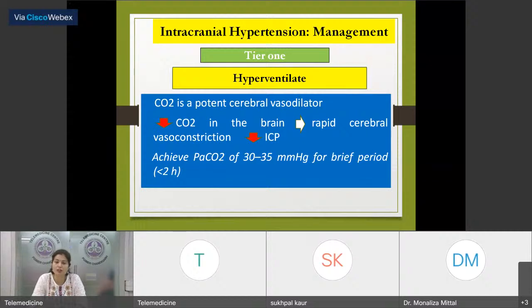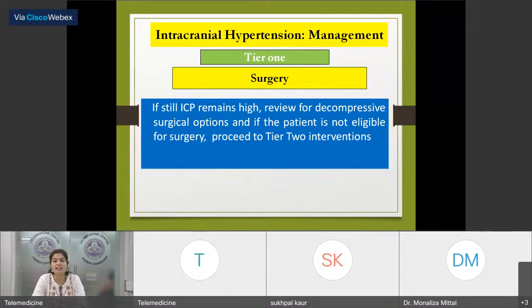The reason for not hyperventilating the patient for long is that it might cause cerebral ischemia. In the long run, if you continuously give more and more oxygen and CO2 is low, CO2 is causing vasoconstriction. If it causes permanent vasoconstriction, the oxygen supply to that part will not be delivered, and hence it will result in cerebral ischemia. So make sure that hyperventilation is used only for a very brief period. And the last measure of tier 1 is surgical management.